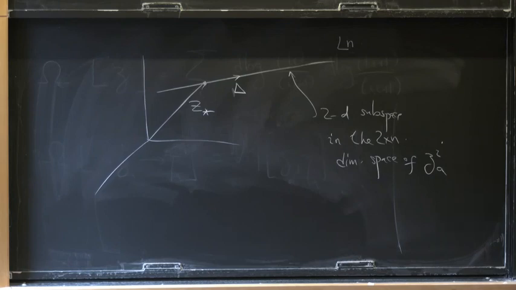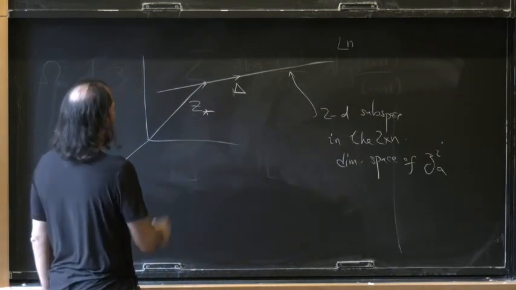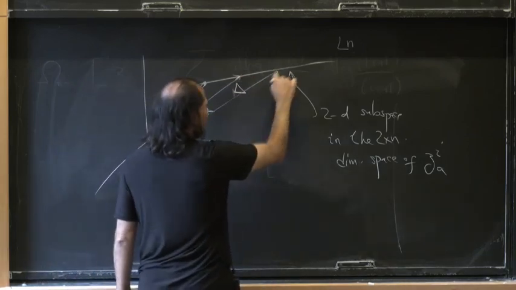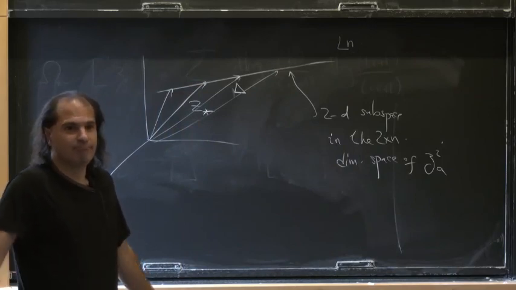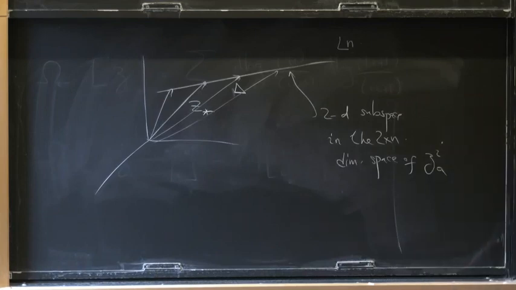Notice, by the way, that this is a redundant labeling. I could have also given you that z star, or that z star, or that z star, and they'll all give you exactly the same subspace.